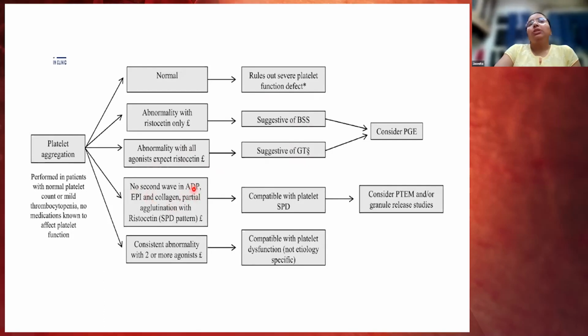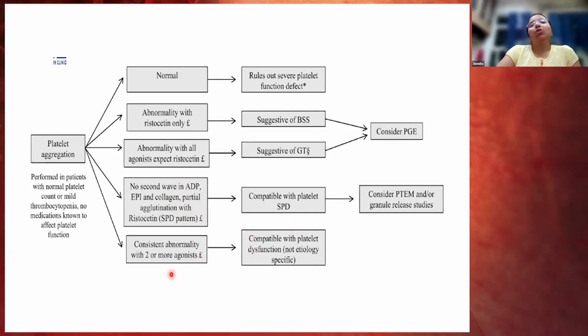If we don't have a second wave in ADP, the primary and secondary waves are only seen with weak agonists, and that too with low concentrations of weak agonists. So the primary wave is seen with ADP, epinephrine. And usually the strong agonists like arachidonic acid or thrombin will lead to only a single wave of aggregation. So if you increase the ADP concentration from 5 to 10 micromole or higher, then in that case, you will not see secondary waves even normally. So all these abnormalities can indicate a storage pool defect.